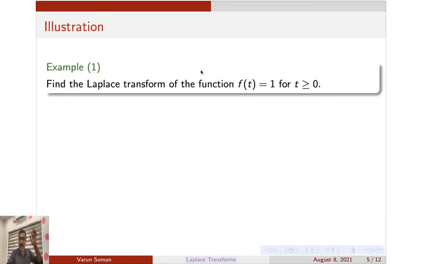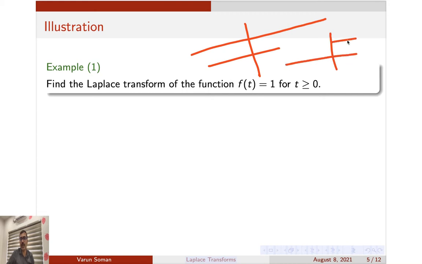Okay, so suppose let us find the Laplace transform of the function f of t is equal to 1 for t greater or equal to 0. Before that, let me just tell you that this function is not your constant function 1. Your constant function 1 is this function, if you can see. This function here is a part of that function, which is basically this one only. Only this part is there, because your t is greater or equal to 0. This is your function which you are going to define here. Now we want to find the Laplace transform of this function.